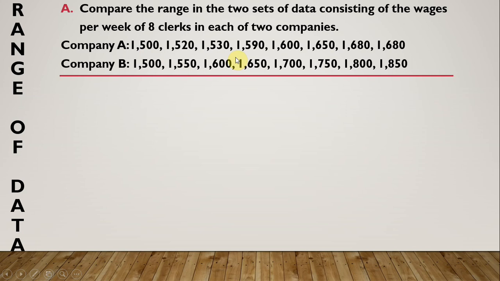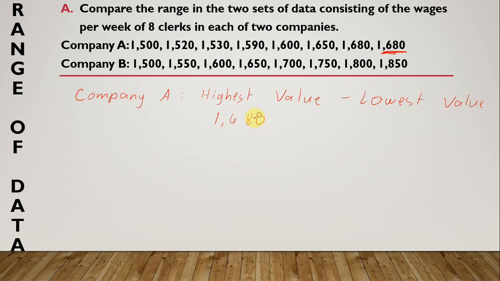natin. So, hindi na po natin siya kailangang i-arrange. Ang kailangan lang po natin ay alamin kung ano yung highest value and lowest value natin para maipag-compare po natin yung 2 companies. So, para sa company A, ang highest value natin ay 1,680. At ang lowest value naman po natin ay 1,500. Subtract lang po natin 1,680 minus 1,500, that is 180.